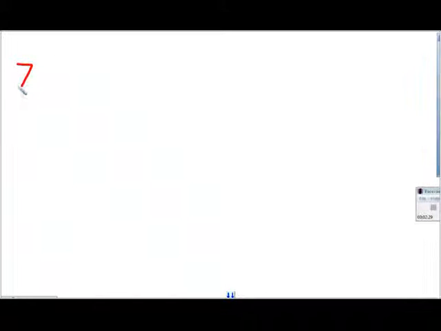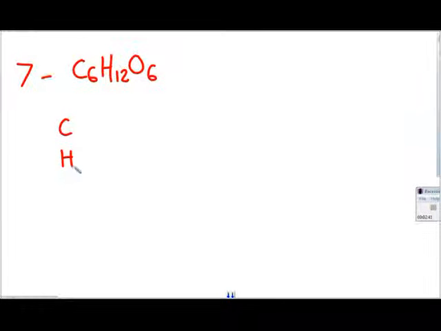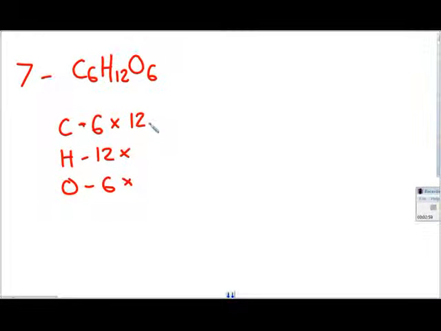Another example here, number 7. Calculate the molar mass of glucose. Glucose: 6 carbons, 12 hydrogens, 6 oxygens. I list my elements vertically, put a little dash there. I then write down how many I have of each: 6 carbons, 12 hydrogens, 6 oxygens. I then multiply how many I have of each by how much a mole of each weighs. Carbon, number 6 in the periodic table, weighs 12.01 grams each. I have 6 of them. 6 times 12.01 is 72.06 grams.